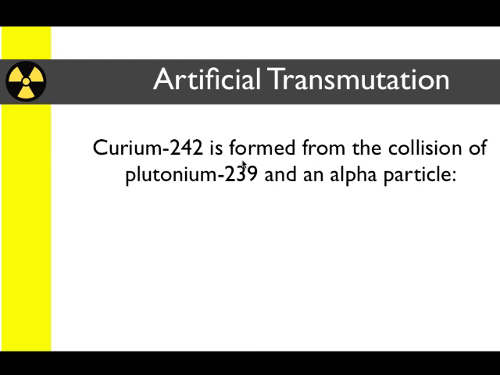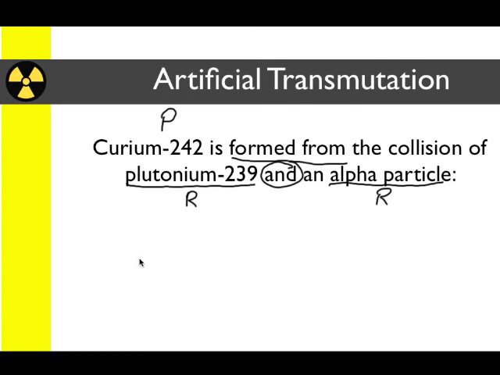Curium-242 is formed from... Oh, formed from. That means it's probably a product then. That is a product. The collision of plutonium-239 and an alpha particle. So let's organize this a little bit. The plutonium is a reactant, and the alpha particle is a reactant. Those two things are going to collide to form the curium.